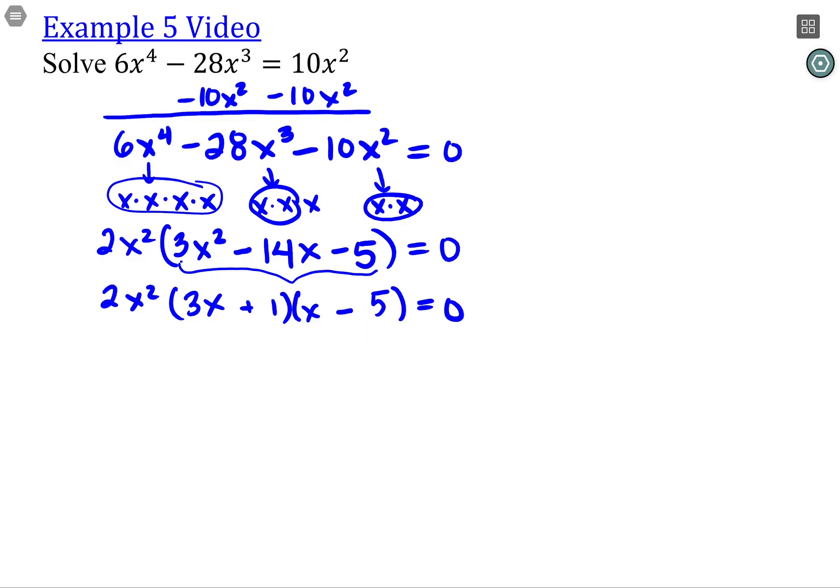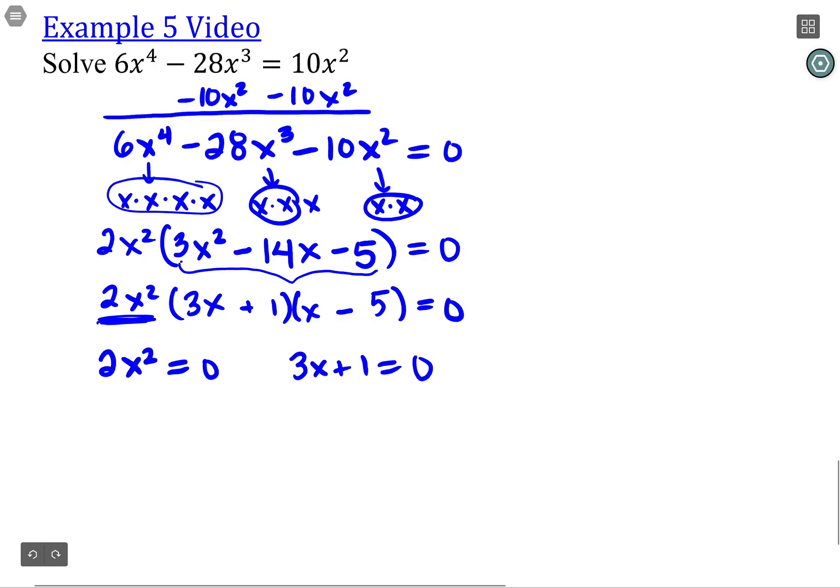So this time I actually ended up with 3 meaningful factors. There's a variable in every single factor. So the crucial thing is not ignoring that. That does actually contribute a solution. So we want to know, when is 2x squared equal to 0? When is 3x plus 1 equal to 0? And when is x minus 5 equal to 0? All 3 of those are possible.